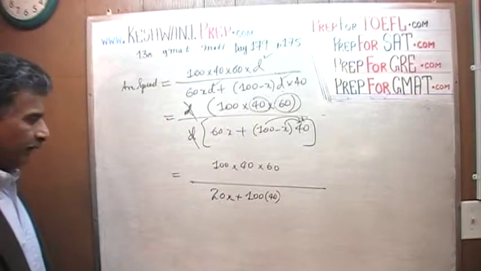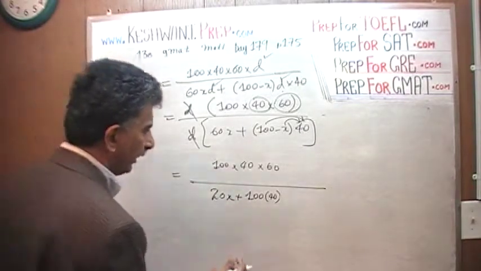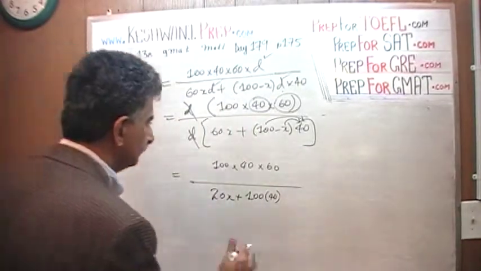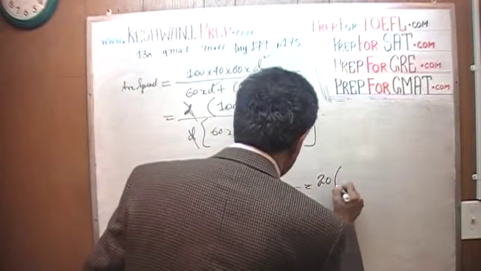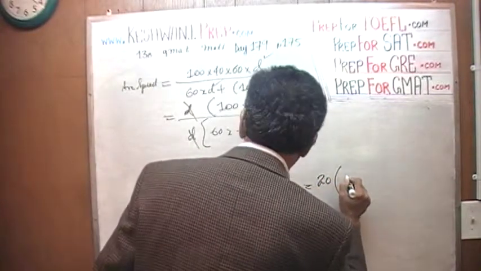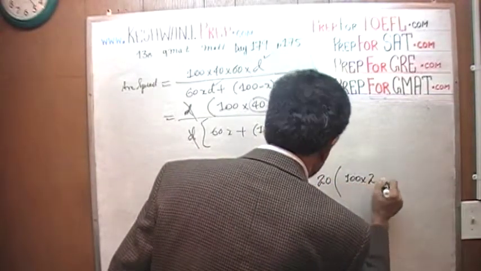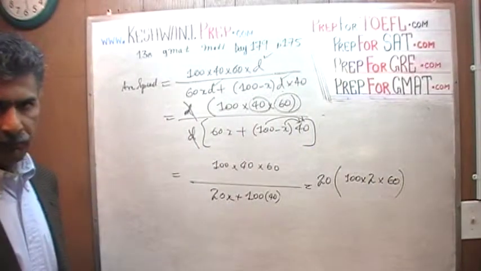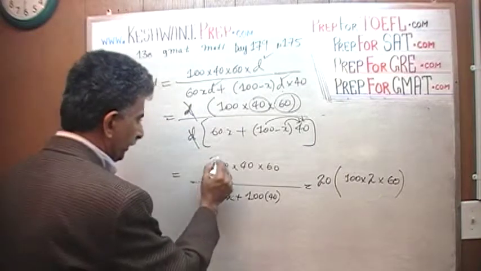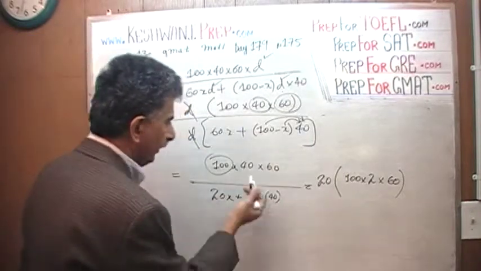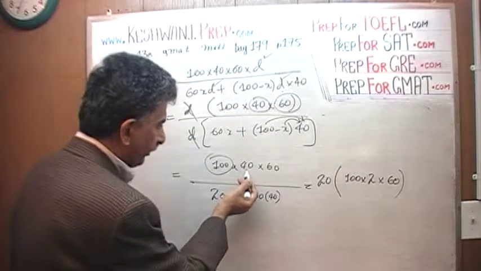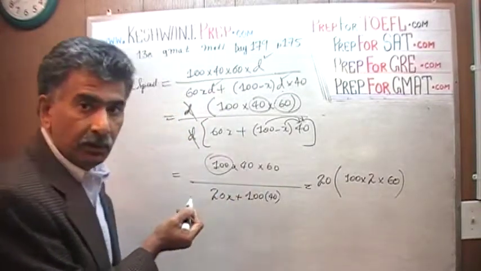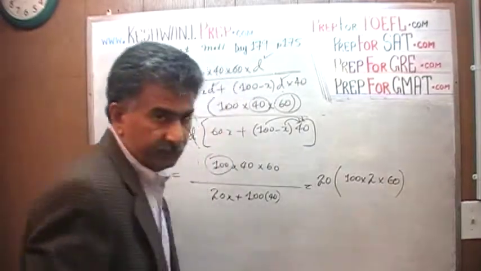Let's take out the 20 common from the top and the bottom. If you take out the 20 common, here it will become 100 times 2 times 60. We could have taken out 20 from any one of them. Had we taken out 20 from 100, it would have become 5, and these two would have stayed the same. Had we taken out 20 from here, which is exactly what we did, it became 2. Or we could have taken out 20 from the 60, and it would have become 3. It's the same thing.